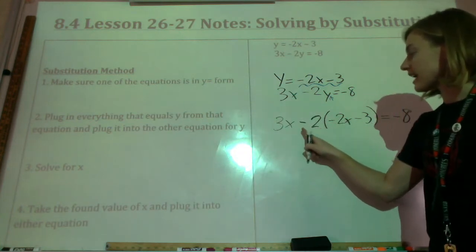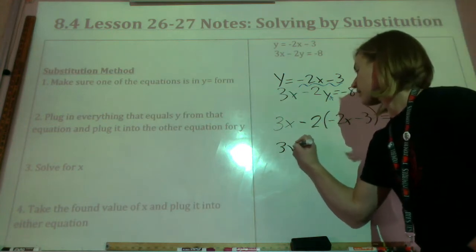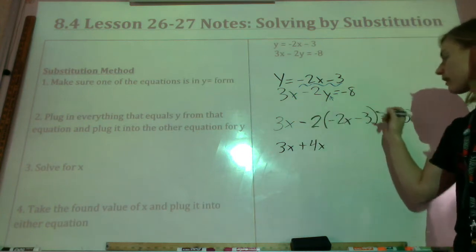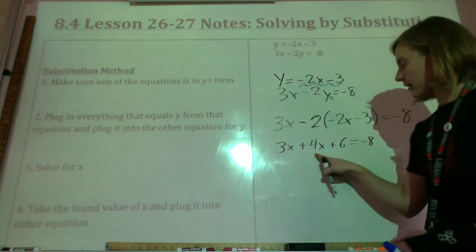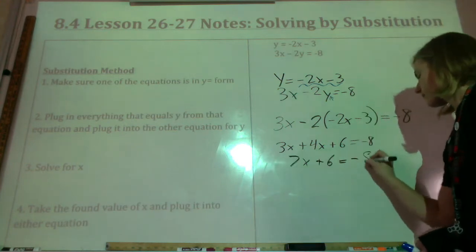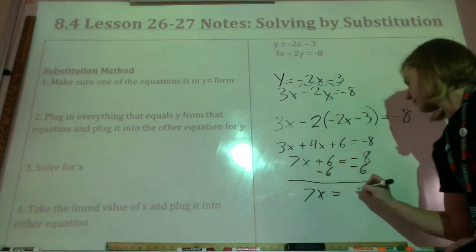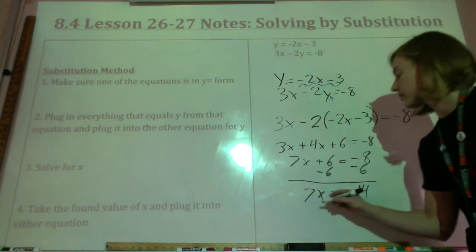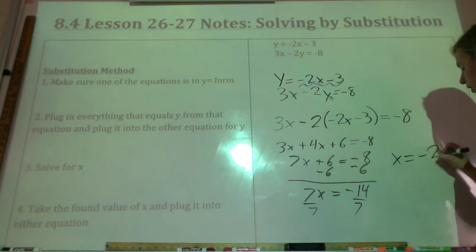If I'm going to solve for x, I need to distribute this negative 2. So I still have a 3x. It's going to be plus 4x, distributing that over here, plus 6 equals negative 8. Combine like terms. Get rid of adding 6 by subtracting 6. We get that 7x equals negative 14. So we're going to divide both sides by 7, and we get that x equals negative 2.